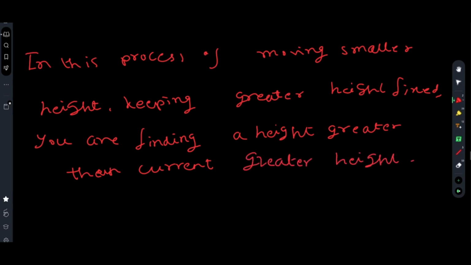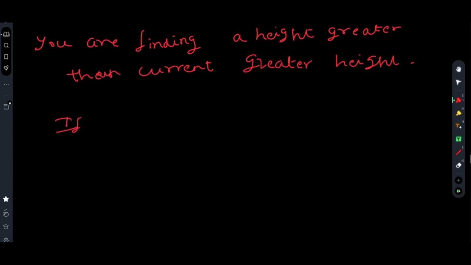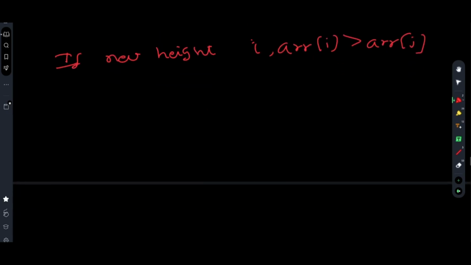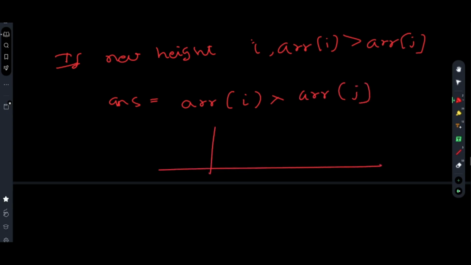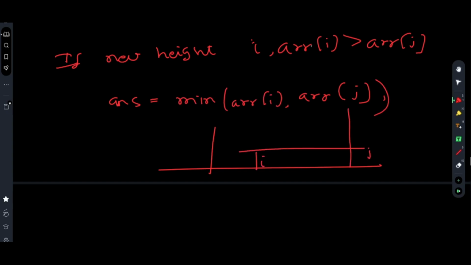Now what happens in this situation? If the new height of i is greater than the current greater height, height of j. You see, in the beginning, what was the height? It was the min of these two. So basically, it was this height only, height of i. Now, what is the thing right now?